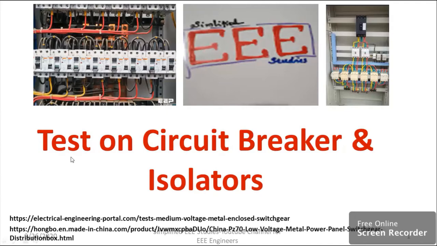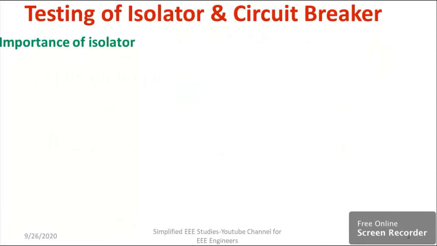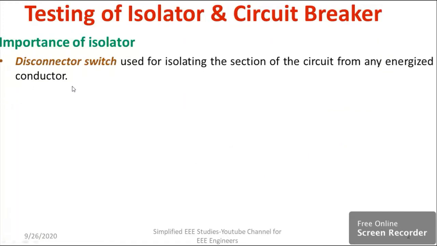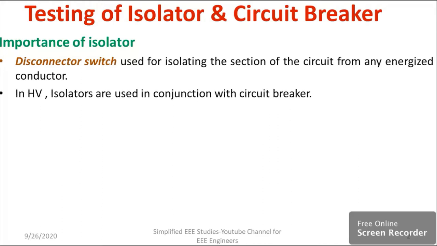In this session, I'll be discussing various insulation tests on circuit breakers and isolators. Before explaining the testing procedure, let us understand the importance of isolators and circuit breakers. An isolator is basically a disconnector switch which is used to isolate a section of the circuit from any energized conductor. That means it isolates the source from the supply. Whenever a fault occurs, the source will be isolated from the load.